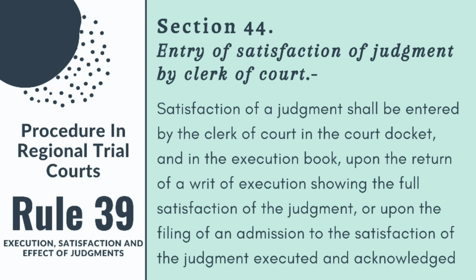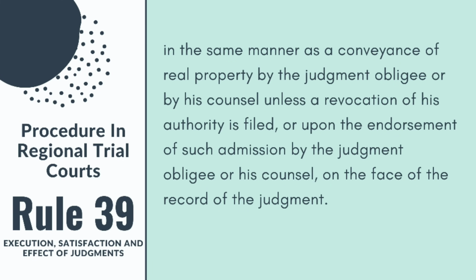Section 44. Entry of satisfaction of judgment by clerk of court. Satisfaction of a judgment shall be entered by the clerk of court in the court docket, and in the execution book, upon the return of a writ of execution showing the full satisfaction of the judgment, or upon the filing of an admission, to the satisfaction of the judgment executed and acknowledged, in the same manner as a conveyance of real property by the judgment obligee or by his counsel. Unless a revocation of his authority is filed, or upon the endorsement of such admission by the judgment obligee or his counsel, on the face of the record of the judgment.